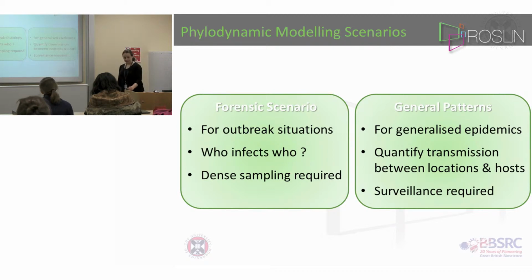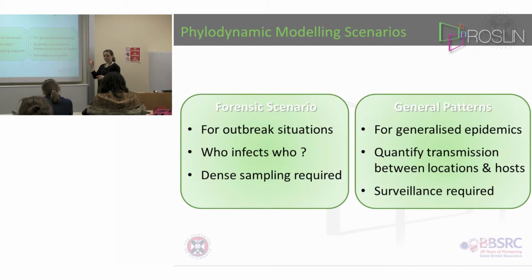So generally, in phylodynamics, I really consider there to be two parts to it. There's the forensic scenario, which you actually started to hear about this morning, and this is where you're trying to ask which individual infected which other individual. And to do that, you need very dense sampling. If you're going to say it was definitely A that infected B, you had better have made sure you've sampled all of the individuals that it could possibly have been.